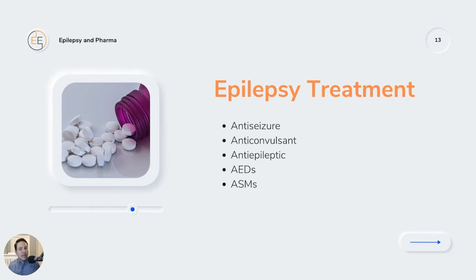So anti-seizure, anticonvulsant, anti-epileptic, AEDs, and ASMs, these are all terms that we commonly use that roughly refer to the same thing: seizure medication. Yes, there's some nuance there, but for the sake of a general understanding, let's understand that their purpose is to treat epilepsy. We will be using the term ASM as it's the most accurate and up-to-date nomenclature that generally encompasses the goal of treating epilepsy.